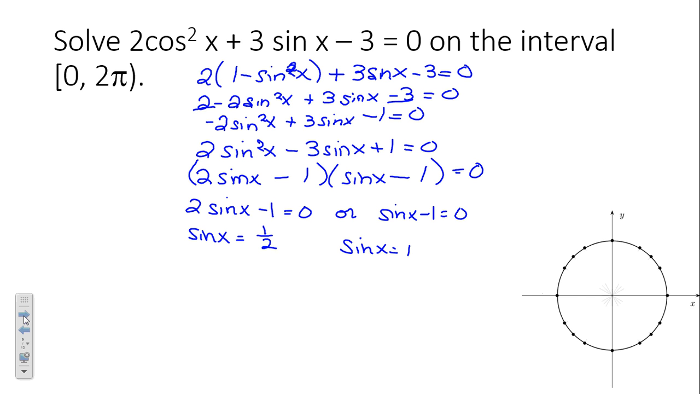Okay? Your sine is your y coordinate on your unit circle. Where's the sine 1/2? 30 degrees, which is pi over 6. And then in this one as well, right? So this is a total of 5 pi over 6. Okay? So those are our two answers there.